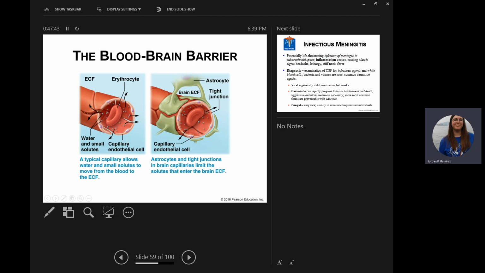Okay, and this is shown here. This is your typical capillary versus in the brain, where they're a little less leaky. And you also have extra support here in those astrocytes, those glial cells, those supporting cells in green here.